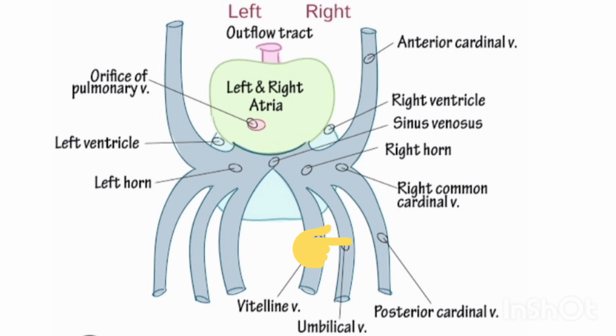In the right horn, the right umbilical vein disappears. Common cardinal vein forms the superior vena cava. The right vitelline vein forms the cranial part of the inferior vena cava. The right horn itself is absorbed into the body of sinus venosus.